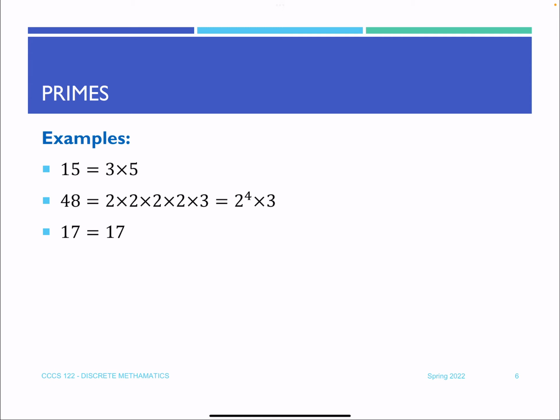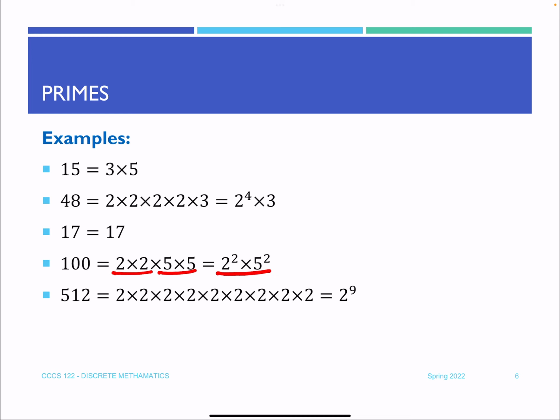17 is a prime number, of course. So 17 cannot be broken down any further. 100 is 4 times 25, and 4 can be written as 2 times 2. 25 is, of course, 5 times 5, so we can write that as 2 squared times 5 squared. 512 is the 9th power of 2, something that you should always know as a computer science student, the powers of 2. 515 is 5 times 103, and 103 is a prime number. 28 can be factorized as 2 times 2 times 7, or 2 squared times 7.